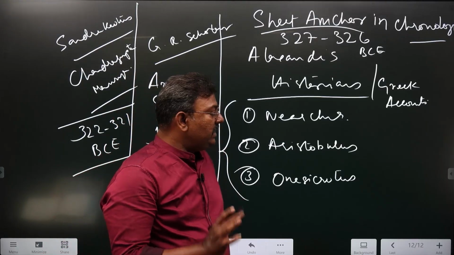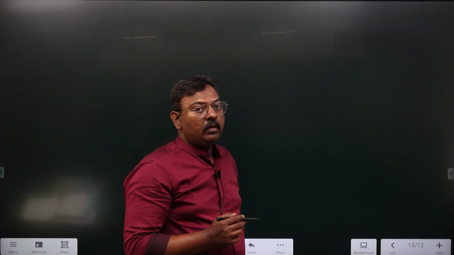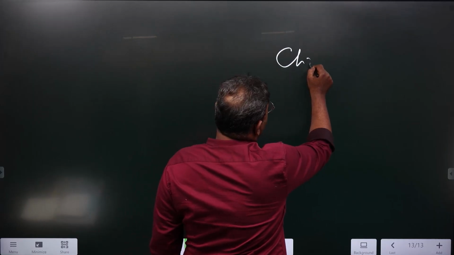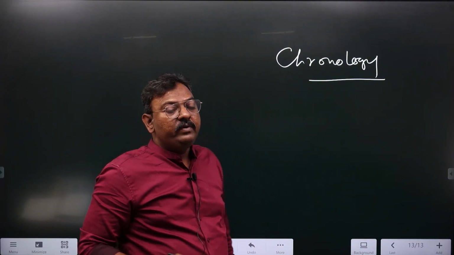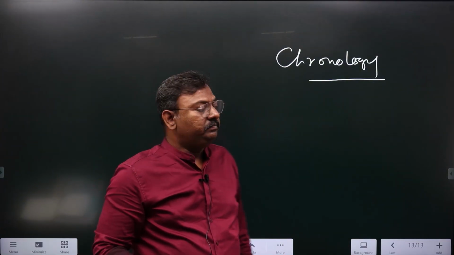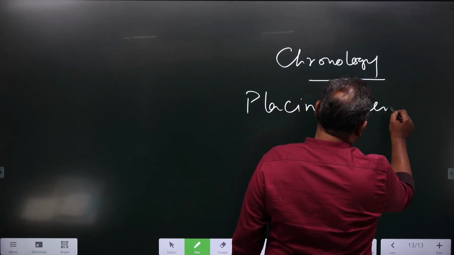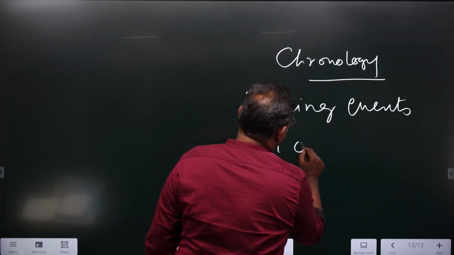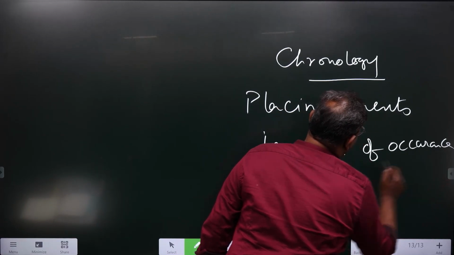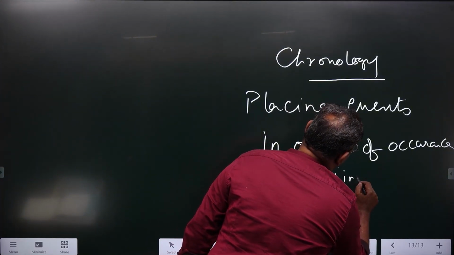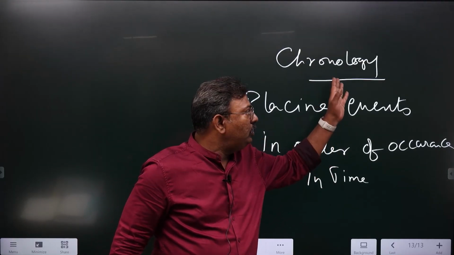Now let us understand what chronology and sheet anchor are. Chronology is nothing but placing events in order of their occurrence in time. That is how you would define chronology.